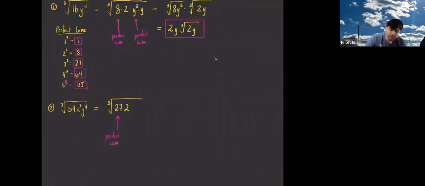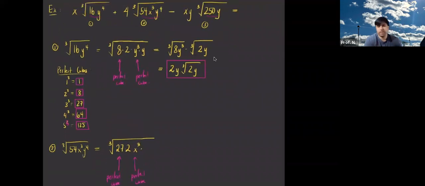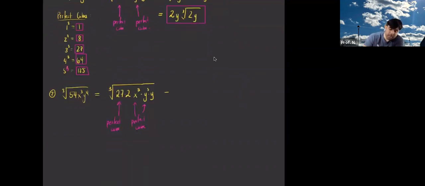And then x cubed, the good thing about x cubed is it's already a perfect cube because it's cubed. So I don't have to do anything for that. How about y to the fourth? Well, we just saw in the previous example, y to the fourth can be broken down as y cubed times y. So y cubed is also a perfect cube. And now I can rewrite this as the cube root of 27 x cubed y cubed multiplied by the cube root of 2y.